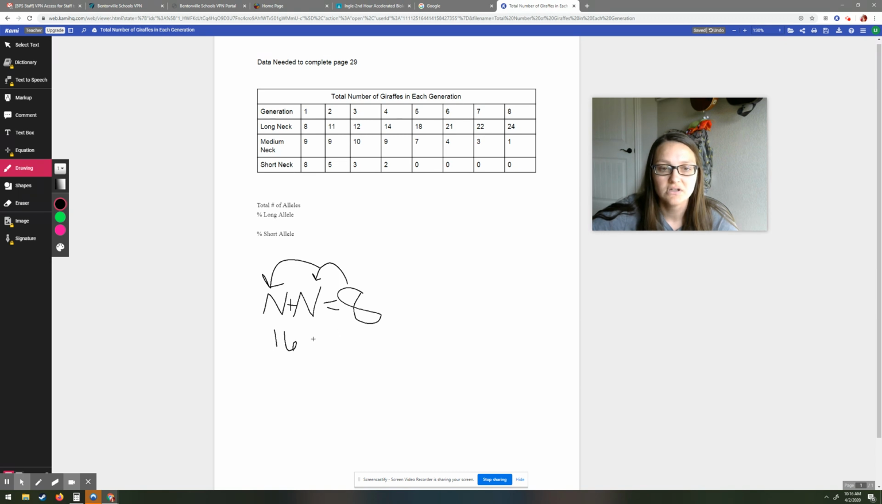And so that actually gives you 16 individual alleles for long. So long equals 16 alleles.